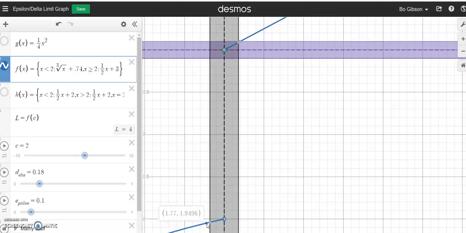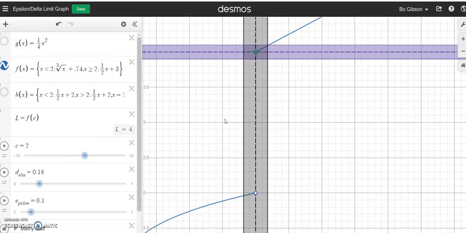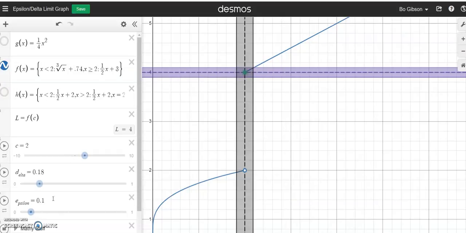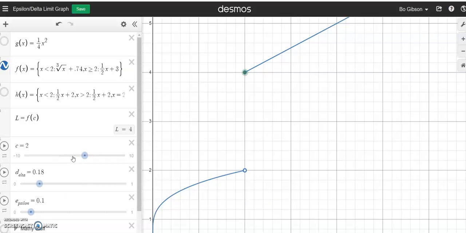As I approach from the left, if I get inside the delta range, I'm certainly not within the epsilon range. And there's no way I can make delta small enough for that to work, right? Because I can get infinitely close to this point. So we just said in a previous video, this limit just does not exist. But let's look at the function value of this.